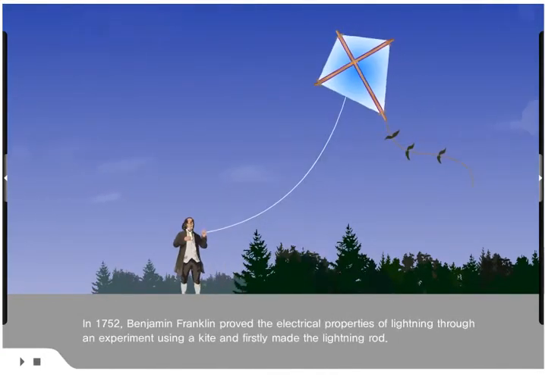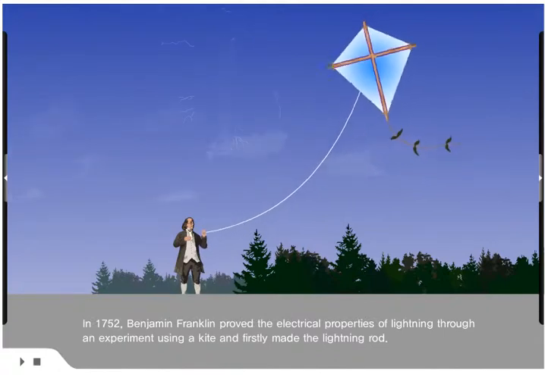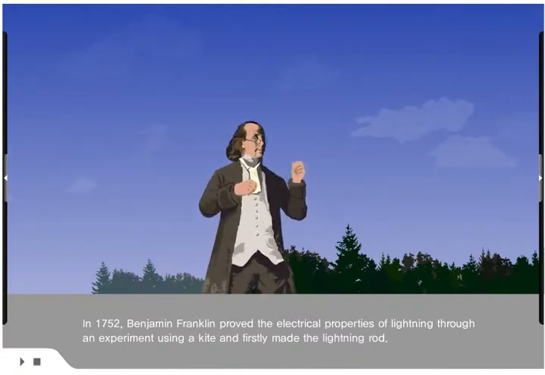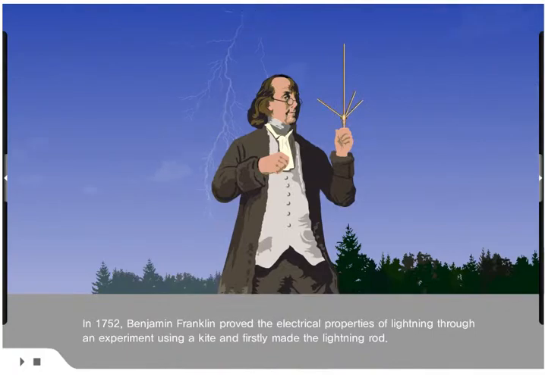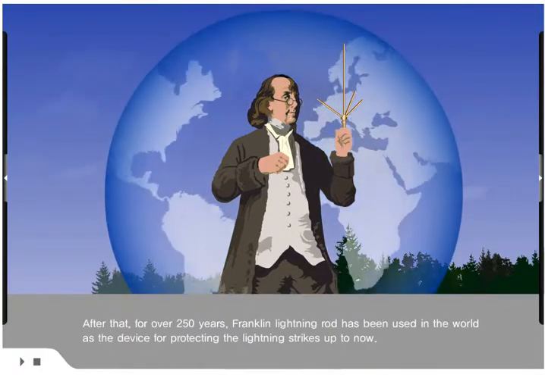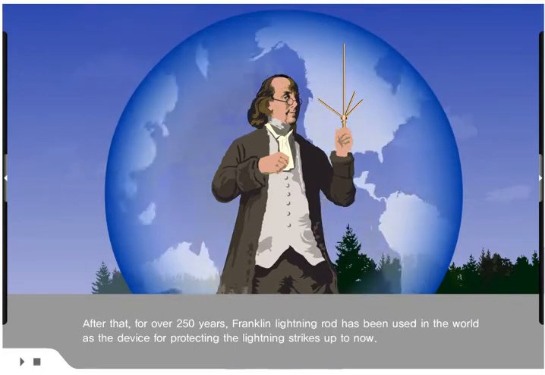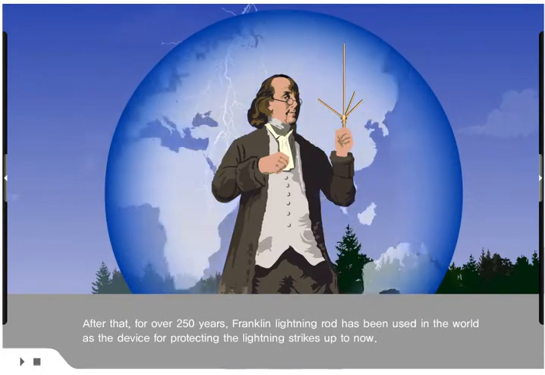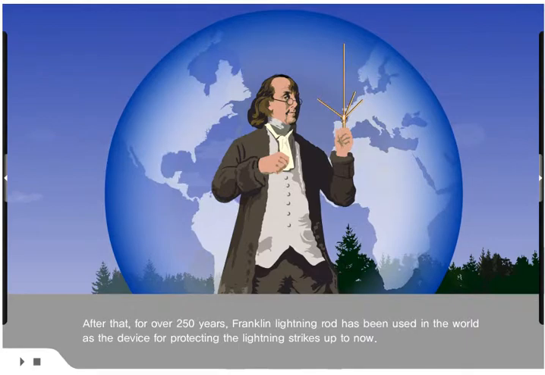In 1752, Benjamin Franklin proved the electrical properties of lightning through an experiment using a kite and first made the lightning rod. After that, for over 250 years, the Franklin lightning rod has been used in the world as the device for protecting against lightning strikes up to now.